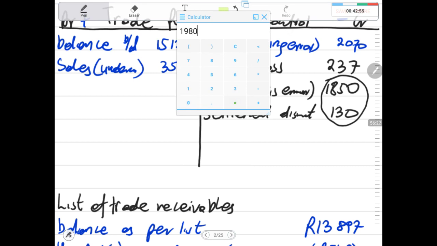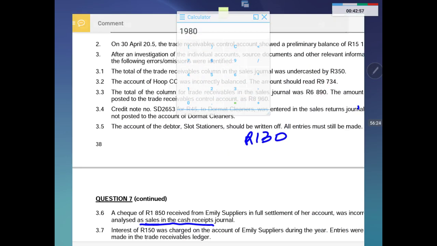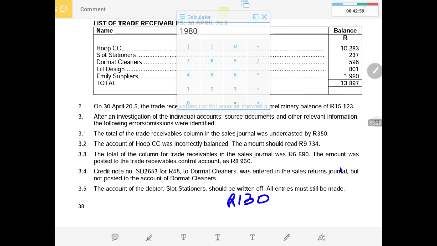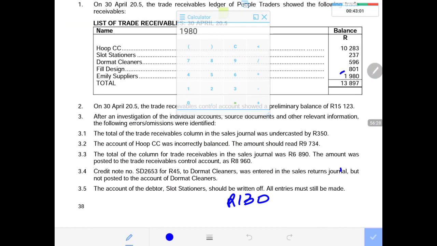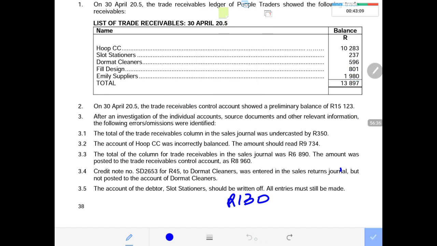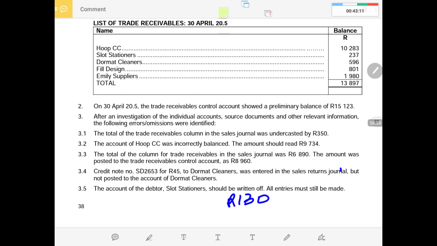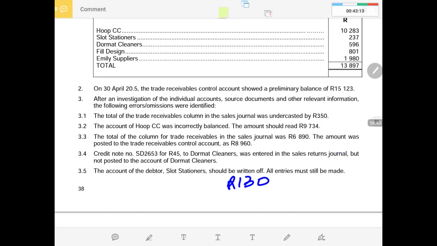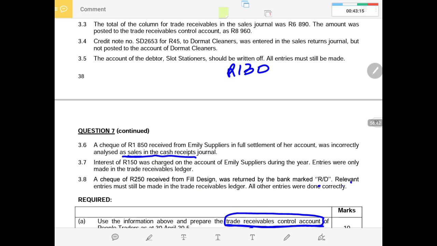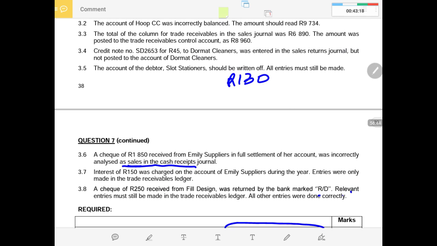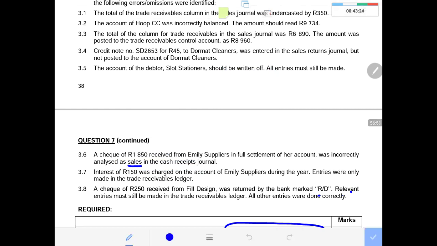How much was this customer owing us? He was owing us exactly the same amount of 1,980, and he settled the account. So we have decreased his account by 1,980, of which part of that was cash and part of that was a discount, and the customer is owing us no more. Then we go now to number 3.7, one transaction left before 1 hour is gone.